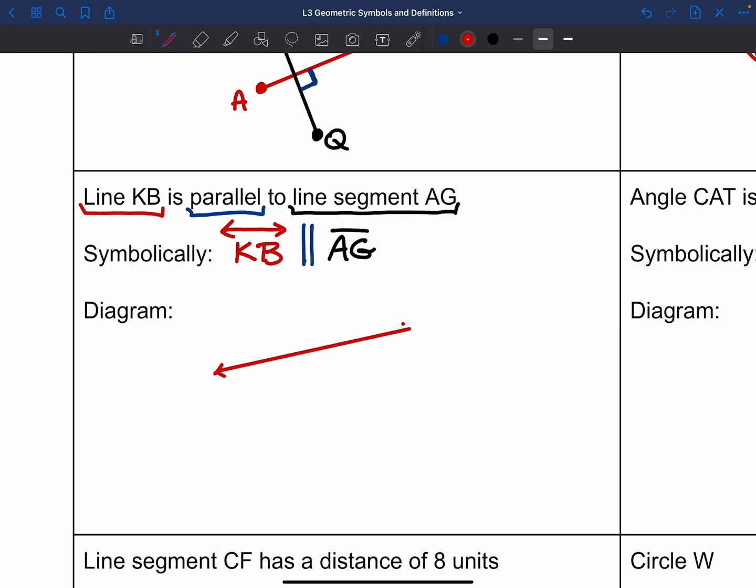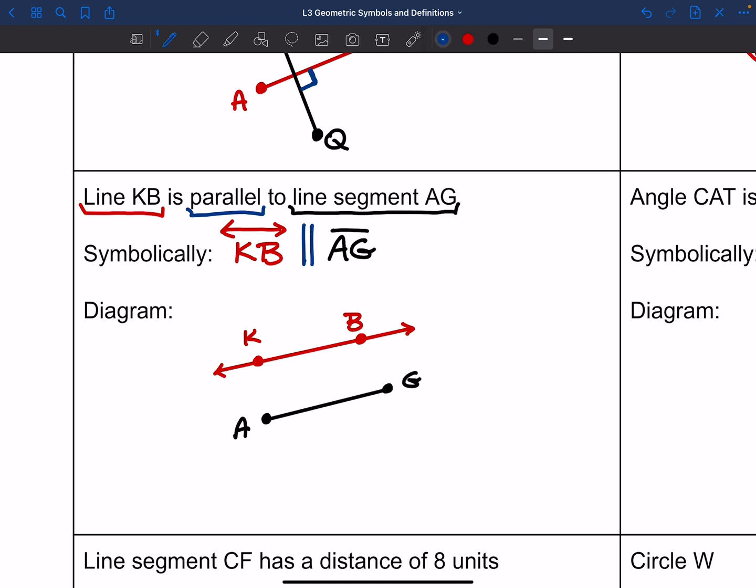As far as a diagram goes, we need a line called KB. Remember, a line specifically has arrows on both ends. So we're going to put those points somewhere else in there. We need a line segment AG, and preferably something that looks sort of parallel, because our next step is to show that these are parallel to each other.